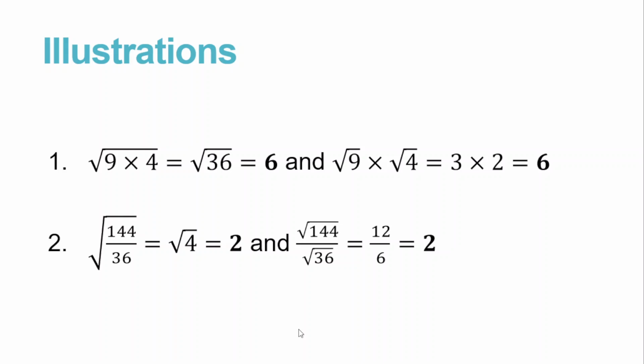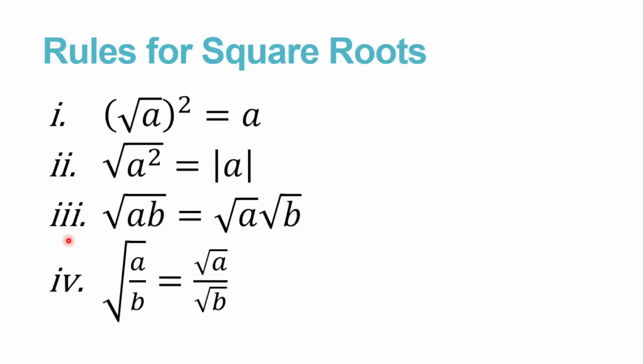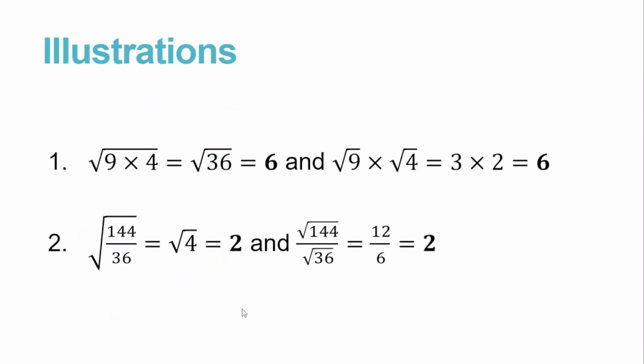But if you want to be more smart, let's say, for the sake of the law, this is the law that we use, the fourth law. So we can separate the numerator and the denominator and get the square root of them. The square root of 144 is 12, and the square root of 36 is 6. And when we divide this, it will give you 2.